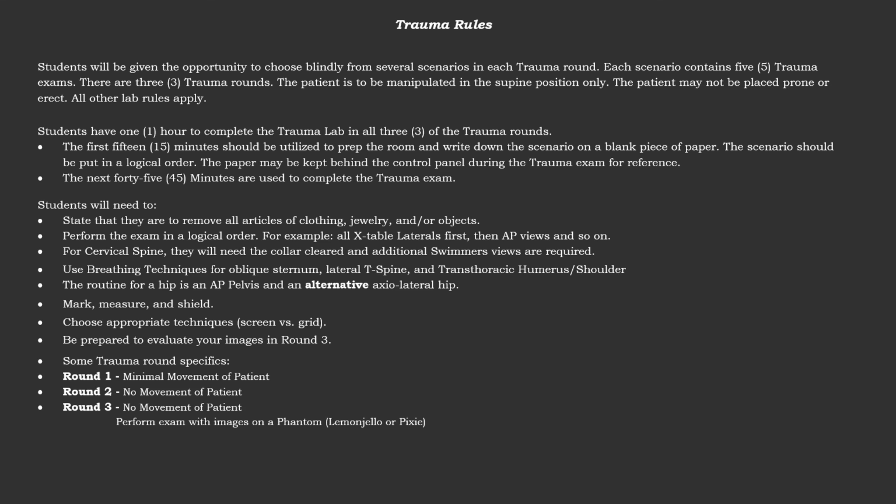Use breathing techniques for lateral sternum and T-spine. Mark, measure, and shield. Choose appropriate techniques, screen versus grid. Be prepared to review your images in round 3. Your partner may assist you. Some trauma round specifics: minimal movement of the patient for round 1. Round 2, there's no movement of the patient. And round 3, there's no movement of the patient because you're performing them on a phantom, Lamangelo and/or Pixie.